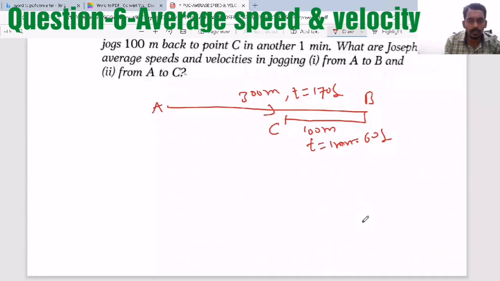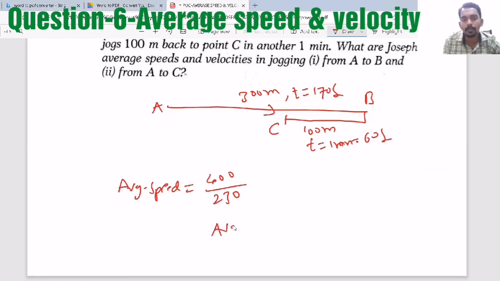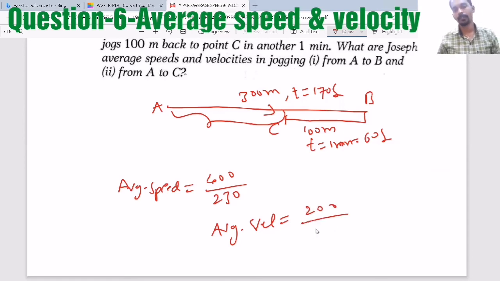Now average speed means total distance by total time. So when you calculate average speed, total distance means this is 300, this is 100, that is 400, by 170 plus 60, that is 230. But if you want to find average velocity, only this is the displacement. The displacement is 300 minus 100, that is 200, by time, which is the same 230.